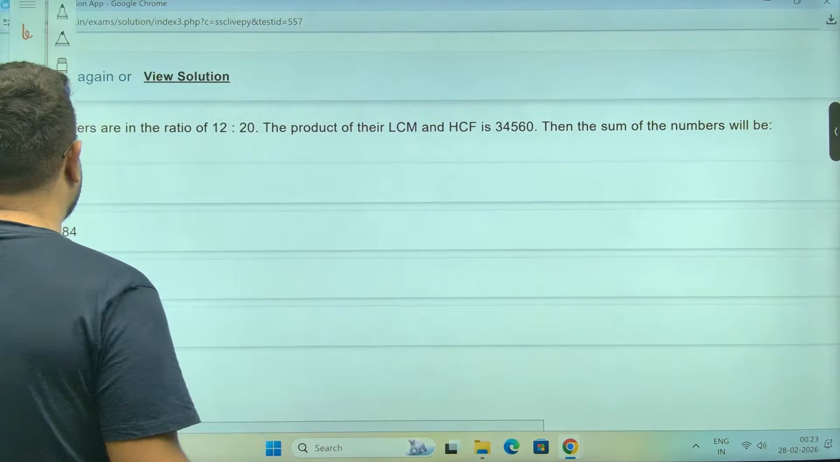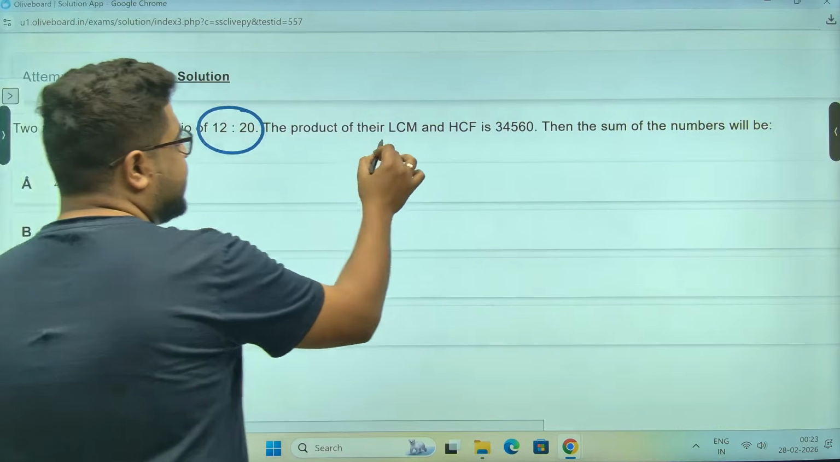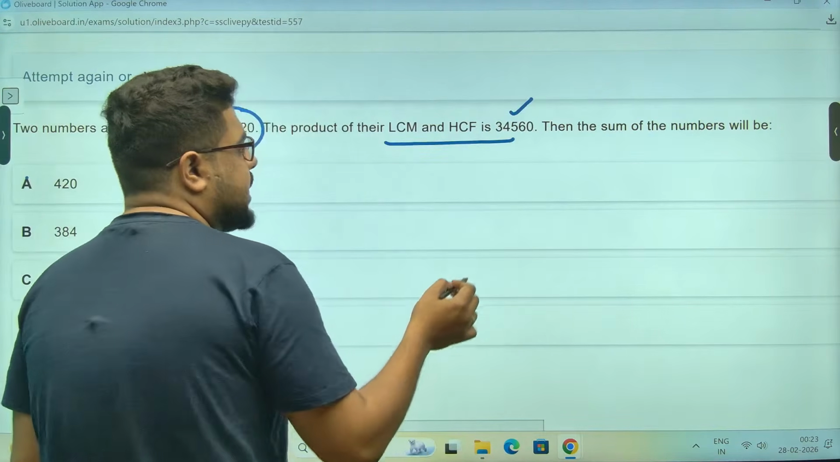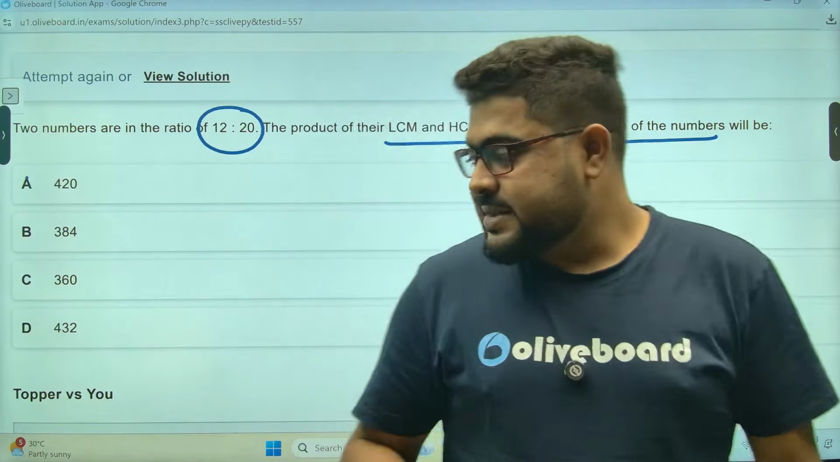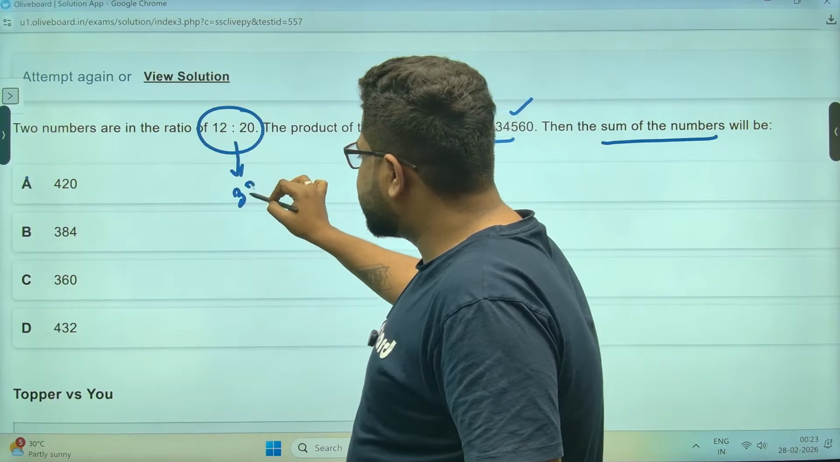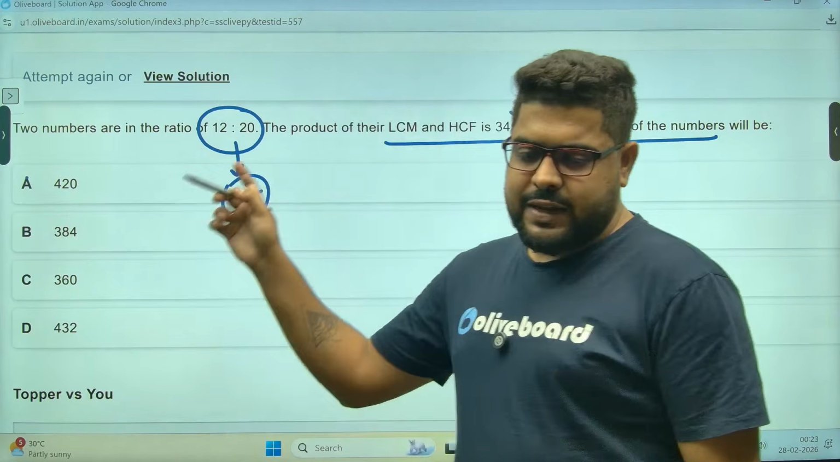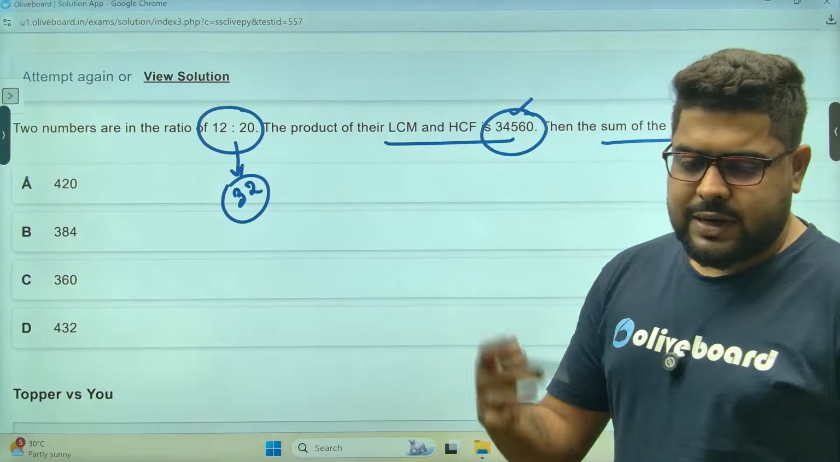Next one, please. Two numbers, ratio, HCF, LCM is given, and the sum of the numbers. Again, you can do it normally, but since the ratio and sum are given, my answer will be a multiple of 32. Sir, can I say this? 12 and 20? Because they are talking about LCM and HCF, the numbers have to be integers.